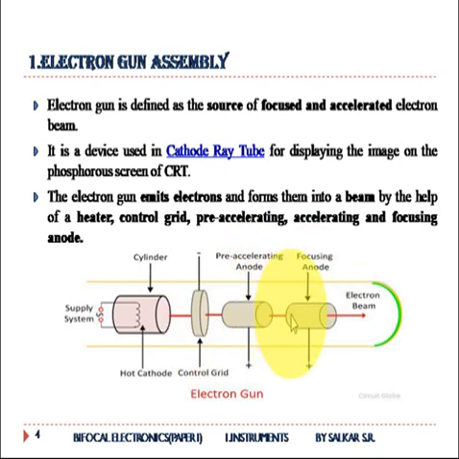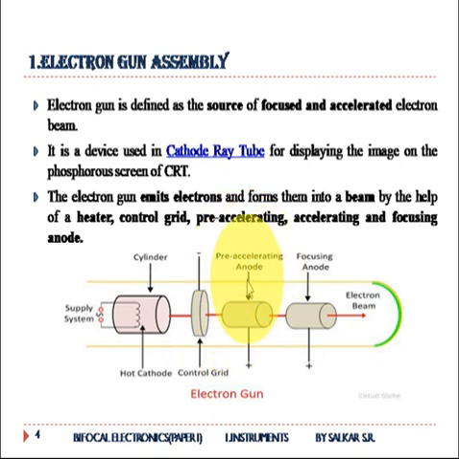Different anodes are connected. The first anode is the pre-accelerating anode. As the anode is positively charged, it will attract all the electrons towards itself. As the anode attracts the electrons, the speed of the electrons will increase. So this first anode is called the pre-accelerating anode.